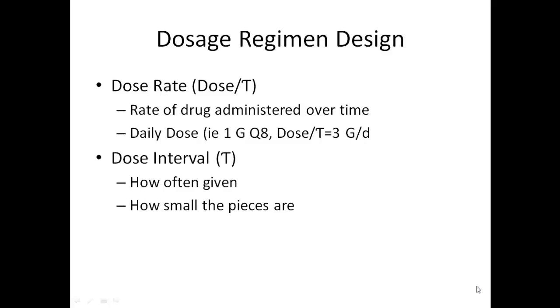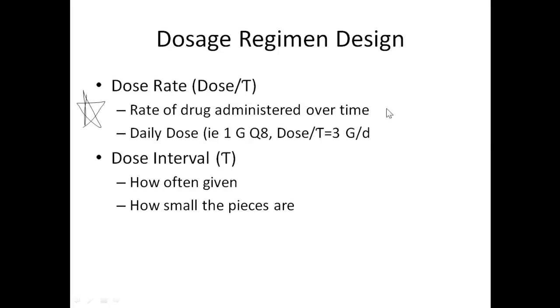Guys, just want to come and talk to you today real quickly about what is dose regimen design. Well, dose regimen design is pretty easy to figure out because it only contains two components, so we'll go over both of those. The first thing we want to talk about is, what is our dose rate? Well, dose rate is just simply dose over tau, or dose over time.